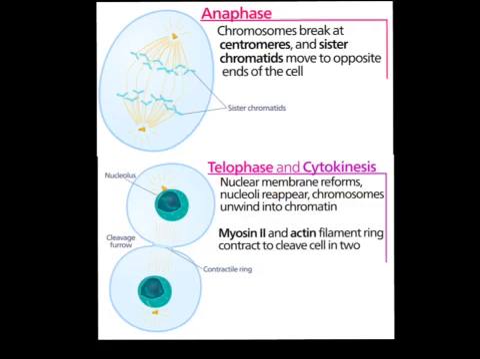In anaphase, the paired chromosomes separate and begin moving to opposite ends of the cell. At the end of anaphase, each side of the cell contains a full set of chromosomes.